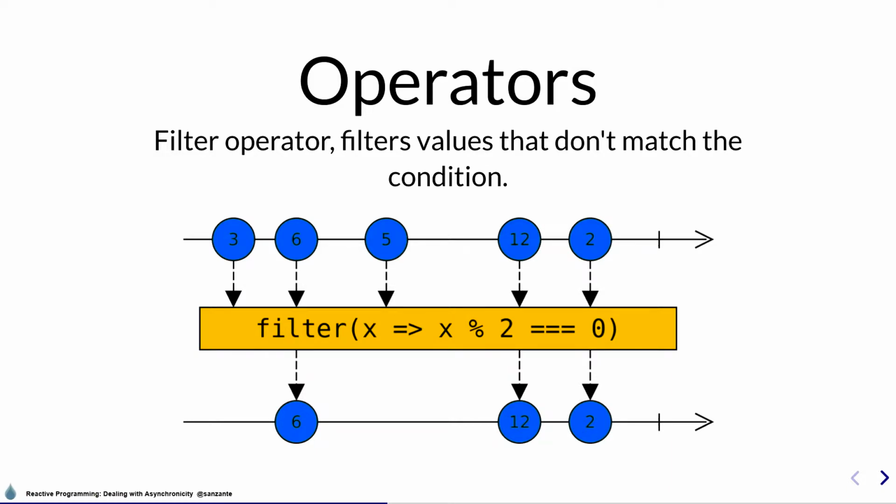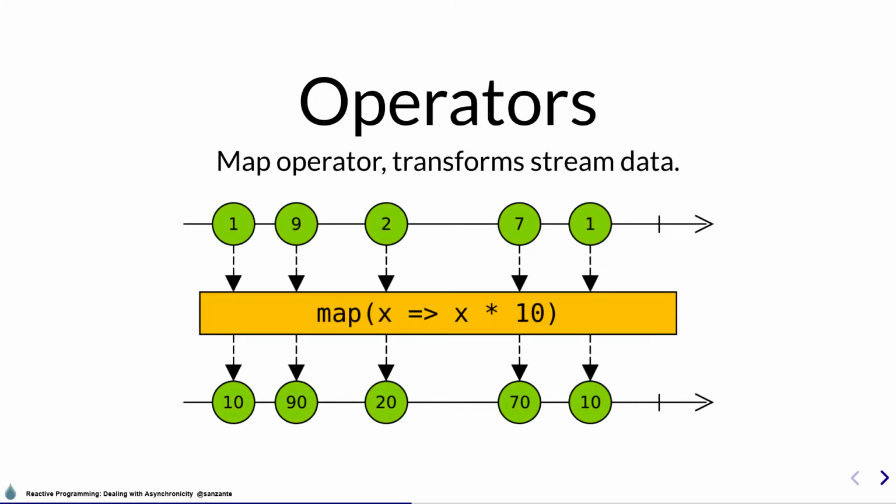We have many other operators, but obviously I'm not going to explain them here. But for example, we have also the map operator that transforms values. In this case, just multiplying by 10. Obviously, those are simple operators. It's just to explain the idea of the operators. So we have observables or data streams, and we have operators that manage those data streams.